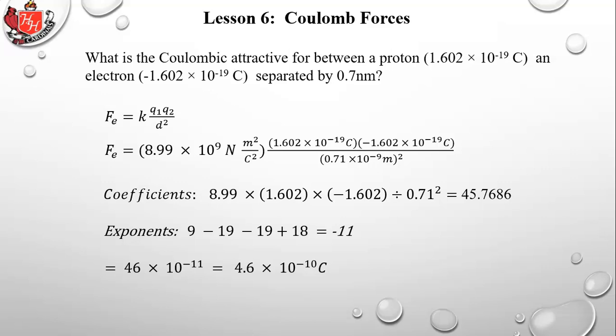and the 6. So you made the coefficient smaller, going from 46 to 4.6. Therefore, you have to make the exponent bigger. So that goes from negative 11 to negative 10. And the final answer is 4.6 times 10 to the negative 10.